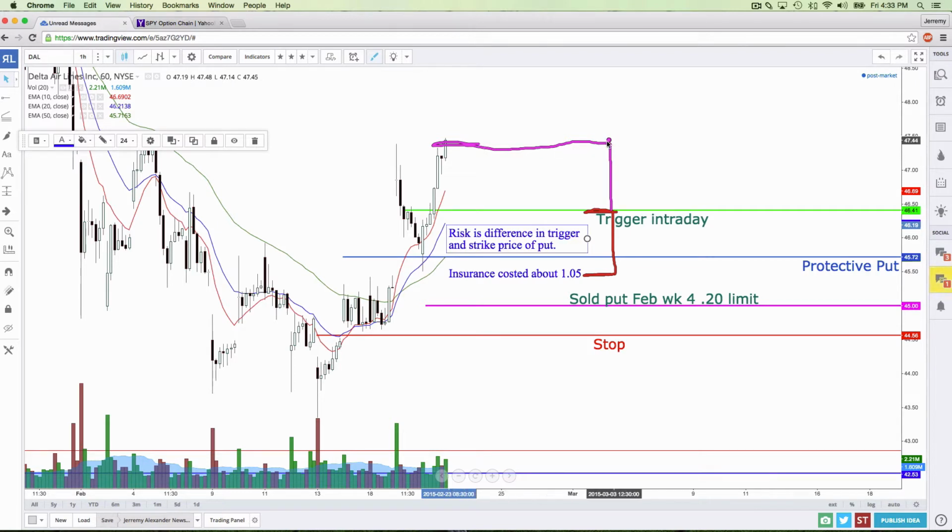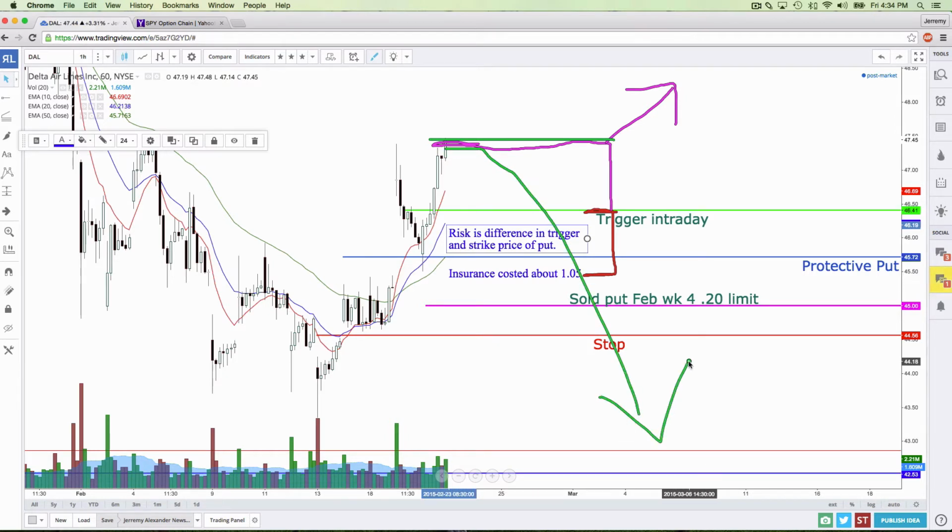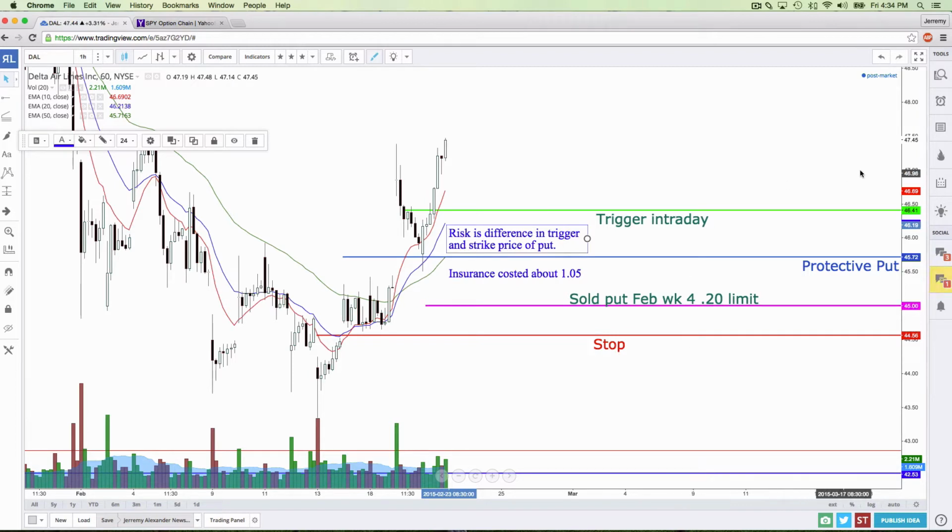So my hope is that Delta continues, and if it continues, anything above that price, I'm locking in profit. That is my profit on the potential trade, but I have also mitigated my risk. In case this happens, I do have insurance. Follow me, guys, so far?